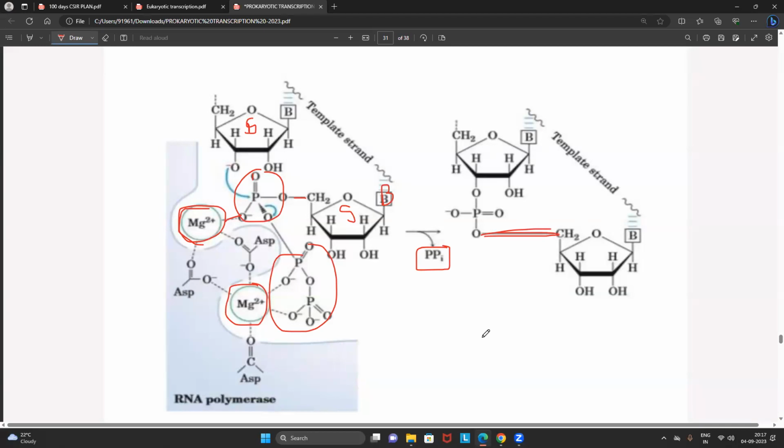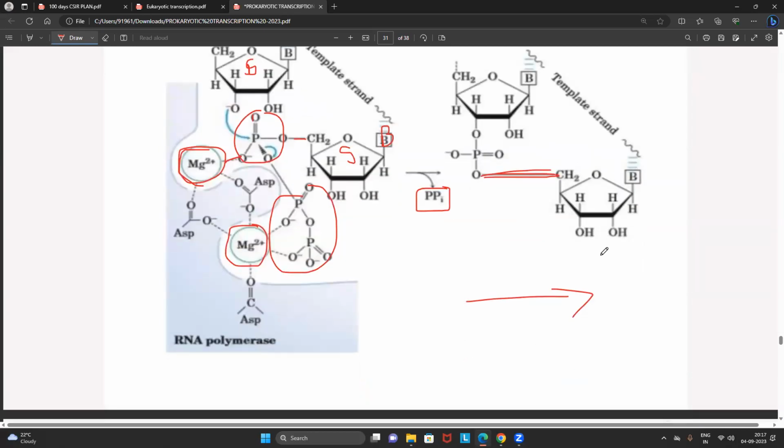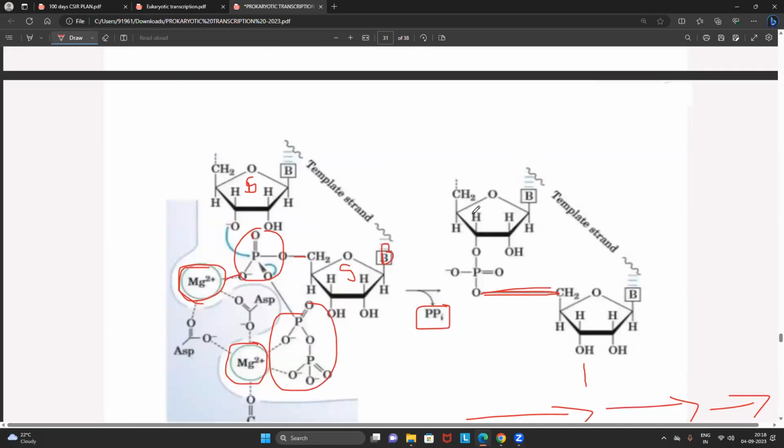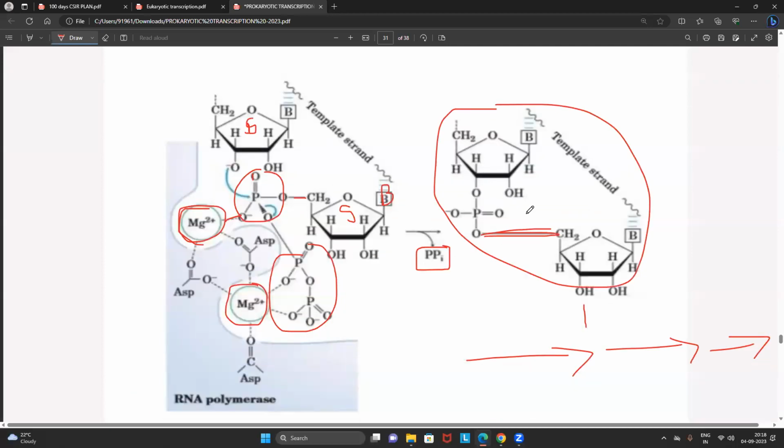Now what is going to happen? RNA polymerase will move here. When the RNA polymerase enzyme moves here, what's happening once again? Once again, friends, it will add another nucleotide here. Again, it will move. Again, it will keep on adding. Like that, the RNA polymerase enzyme continuously adds one nucleotide after another and it synthesizes the mRNA.